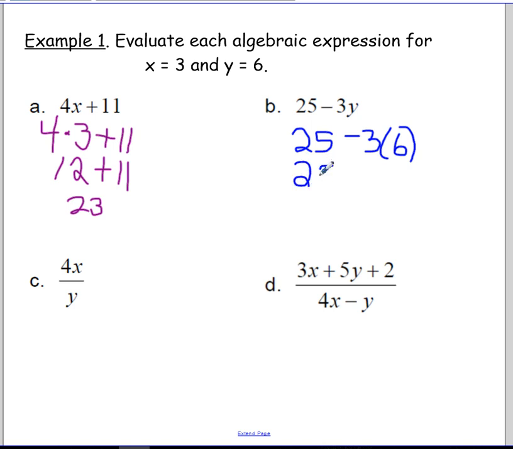So we have 25, and then we have to multiply the 3 times 6, which is 18. And 25 minus 18 is 7.